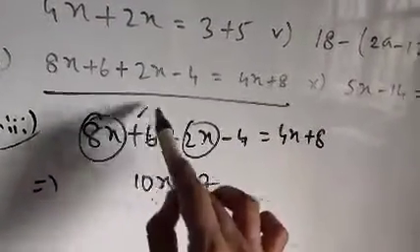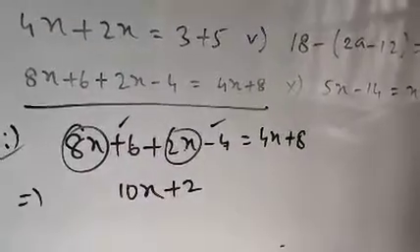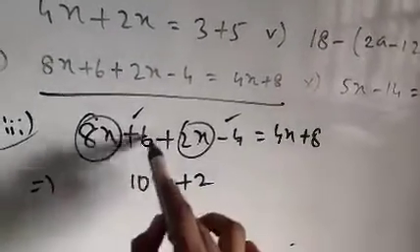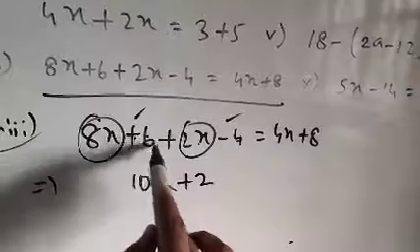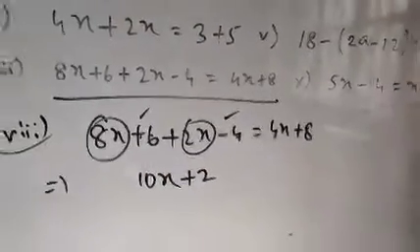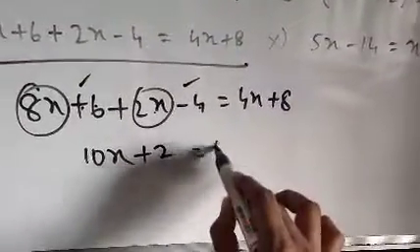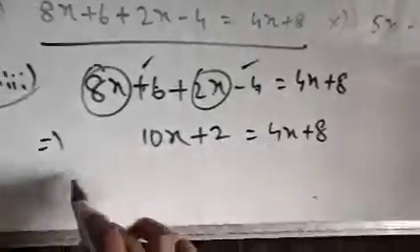One sign is plus, one sign is minus, so the resulting sign will be minus. So 6 minus 4 is 2. The sign before the bigger number is plus, so here it is plus. 10x plus 2 equals 4x plus 8.